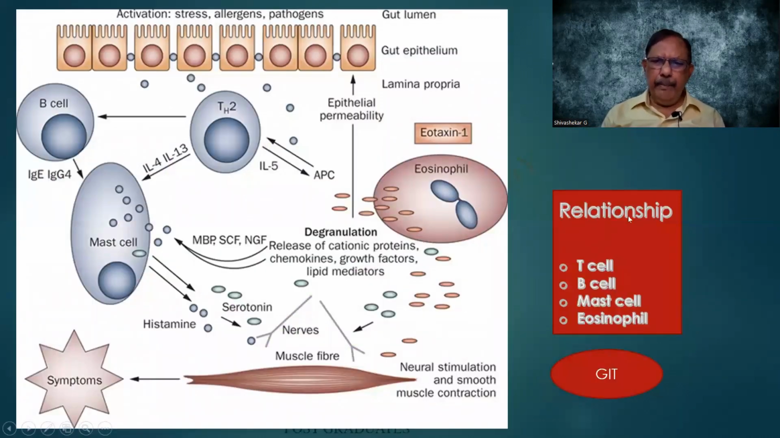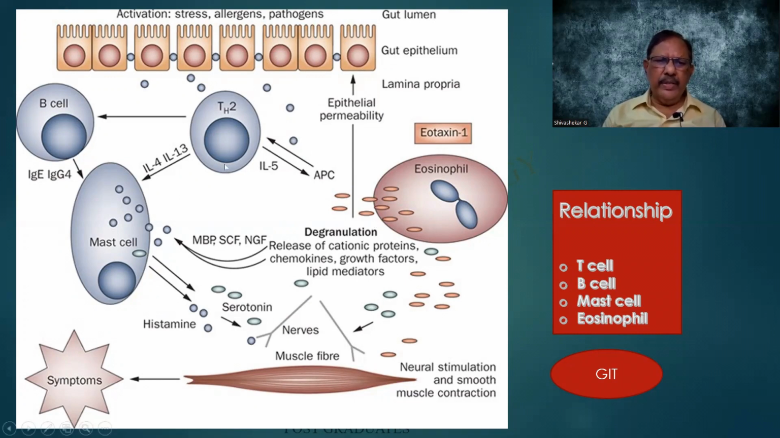This is an extremely important diagram showing the relationship between the T cell, the B cell, mast cell, and the eosinophil. The T cell was over here, the B cell, the mast cell, and the eosinophil. Now, what is the relationship between various types of these cells? This is the gastrointestinal lumen over here, and this is the lining epithelium. So you find that there can be a degranulation, there can be an increase in the epithelial permeability.